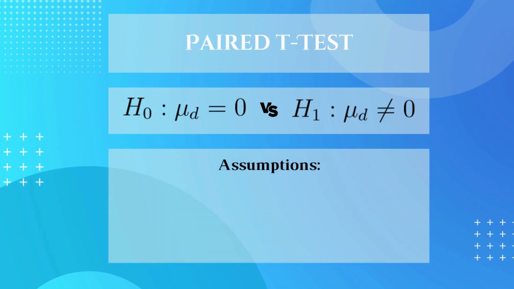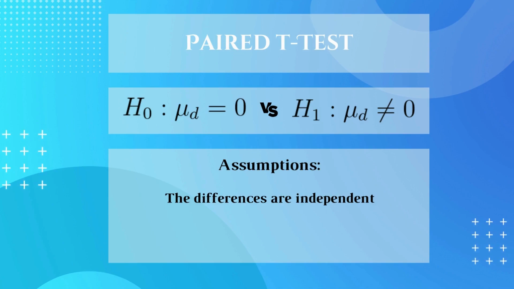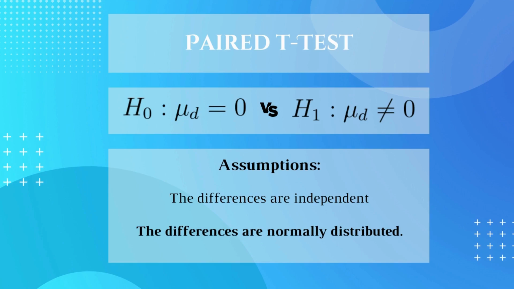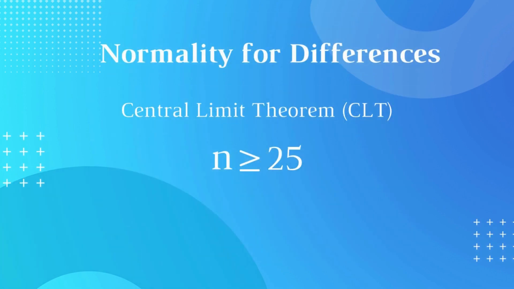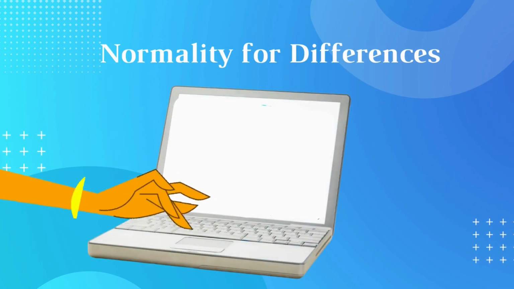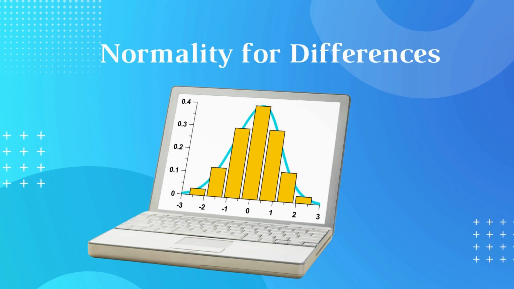Next, the assumptions to check are based on the difference between the 2 sample means. First, we need to confirm that the differences are independent. In other words, there aren't several other factors that are creating a difference between the 2 samples being investigated. Second, we need to check that the differences between all the observations are normally distributed. This can be checked by using the central limit theorem if the number of differences is greater than or equal to 25, or by plotting the differences in a histogram to check for a bell-shaped curve.